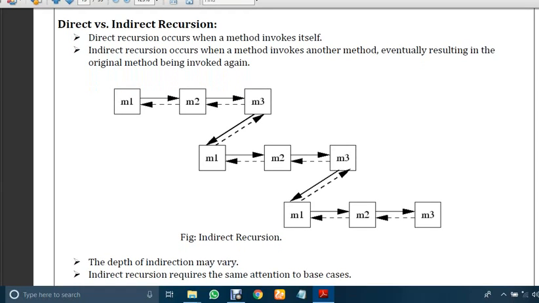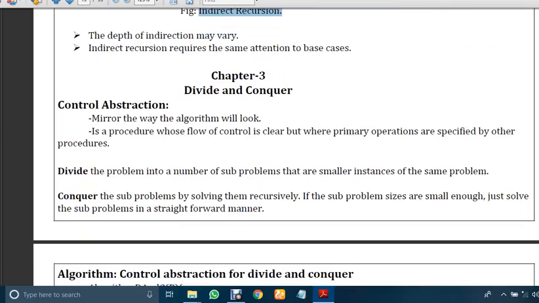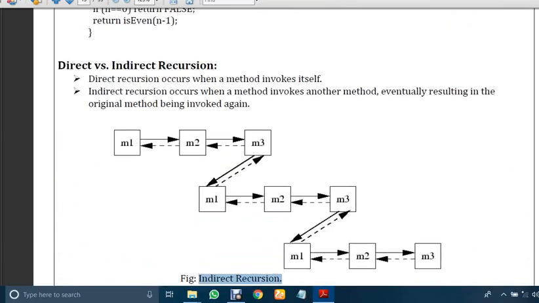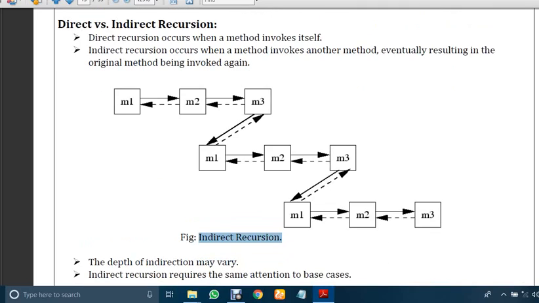Here we have m1 to m2, then m3 is directly connected with m1, m2 and m3, then again m1, m2 and m3. This connection is indirect recursion. You can take a snap of these points.